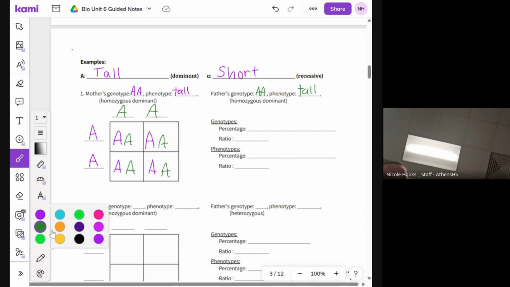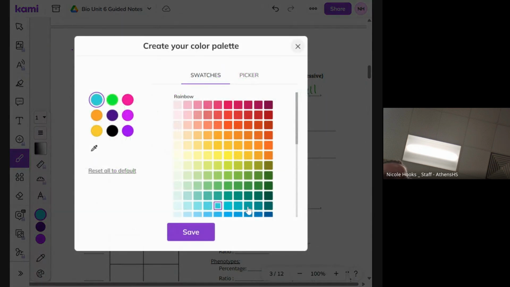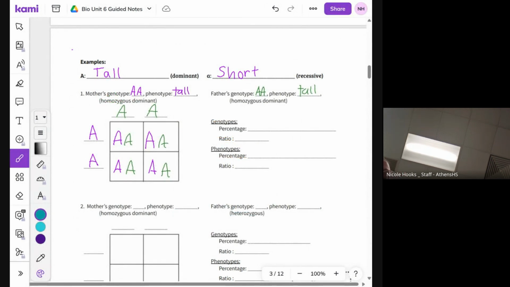All right, genotypes of the offspring. Let's put the offspring in blue. Let's do a darker blue, let's do teal. So the percentage of genotypes. The genotypes here are all the same. They are all 100% big A. The ratio being 100%, so you can say 4 out of 4. Out of the 4 boxes, all 4 are homozygous dominant. They're all big A. And then for the phenotypes, they are 100% going to be tall. No other chance there. And same, 4 out of 4. Ratio is 4 out of 4.